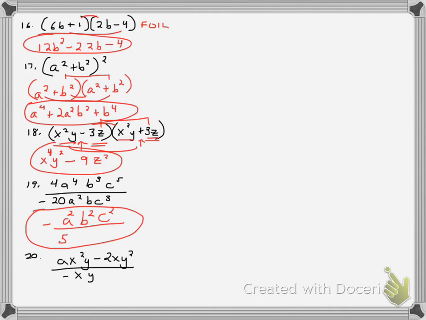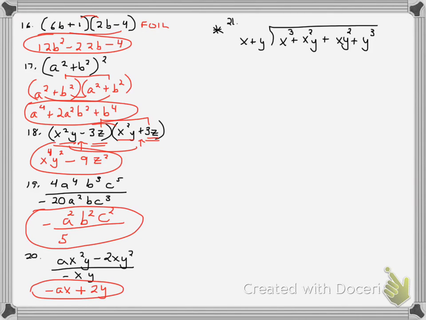For 20, again, we're going to take this denominator and divide it by the first term. We'll get a negative. In that case, the a will remain. One of the x's will cancel. We'll get one more, and the y's will cancel. For my second term, a negative over a negative is going to be a positive. My 2 will remain. My x's will cancel, and one of my y's will cancel. And that's what we end up with.